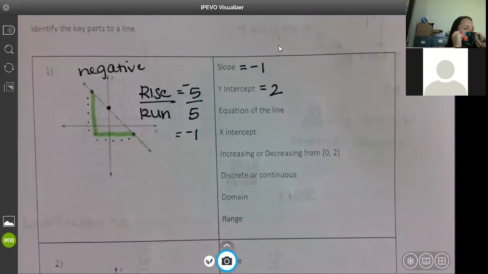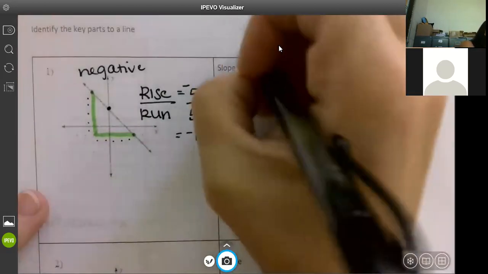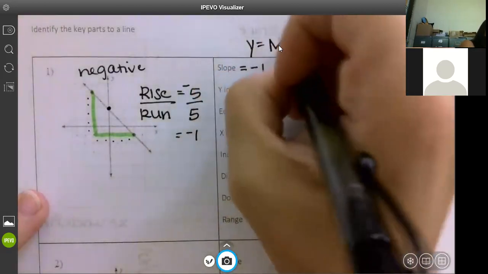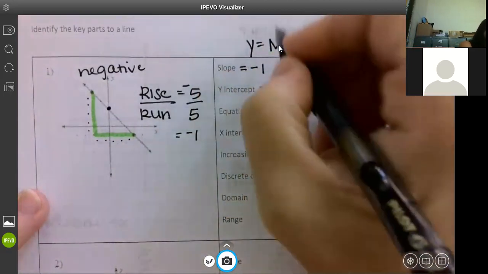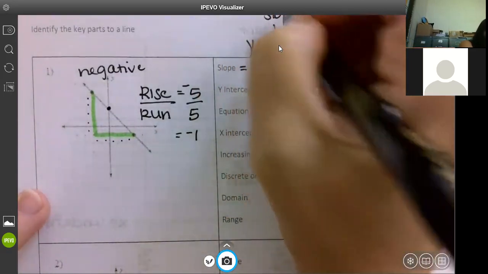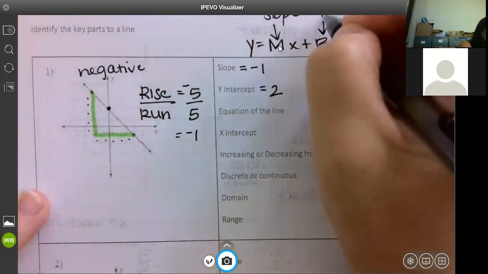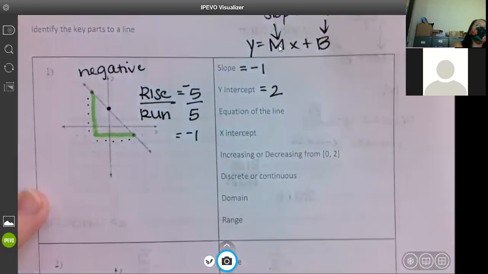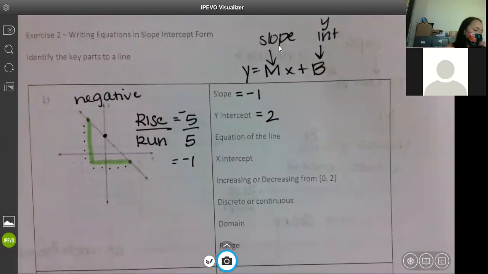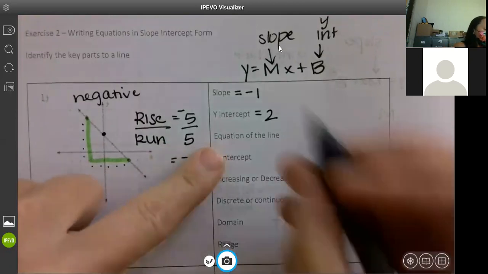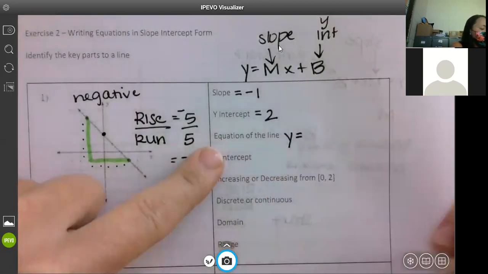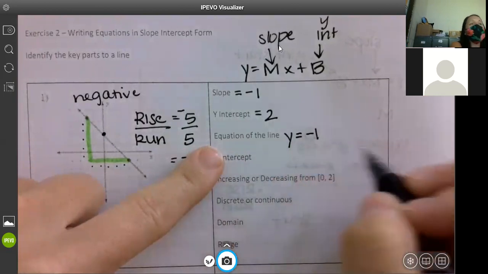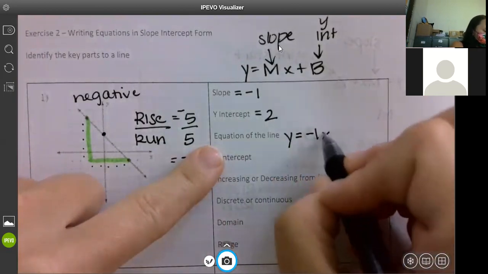So knowing the slope and the y-intercept, remember we have the equation y equals mx plus b. We've been doing this for a little while. M is your slope. B is your y-intercept. How can I write the equation of this line? Y equals -1 x plus 2. Great job, both of you.